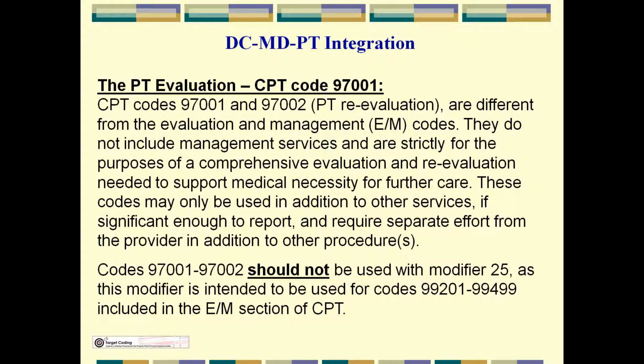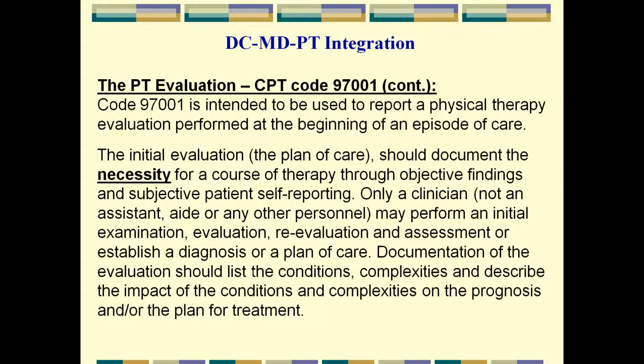E&M codes can be billed by chiros and MDs and DOs and NPs and PAs, but not by PTs. PTs cannot bill E&M codes. PTs can only bill PT evaluation and reevaluation codes. That's the 97001 and 97002. These codes may be only used in addition to other services if significant enough to report and require separate effort from the provider in addition to the other procedures. These PT eval and reeval codes should not be used with modifier 25. 25 is only used on E&M codes.